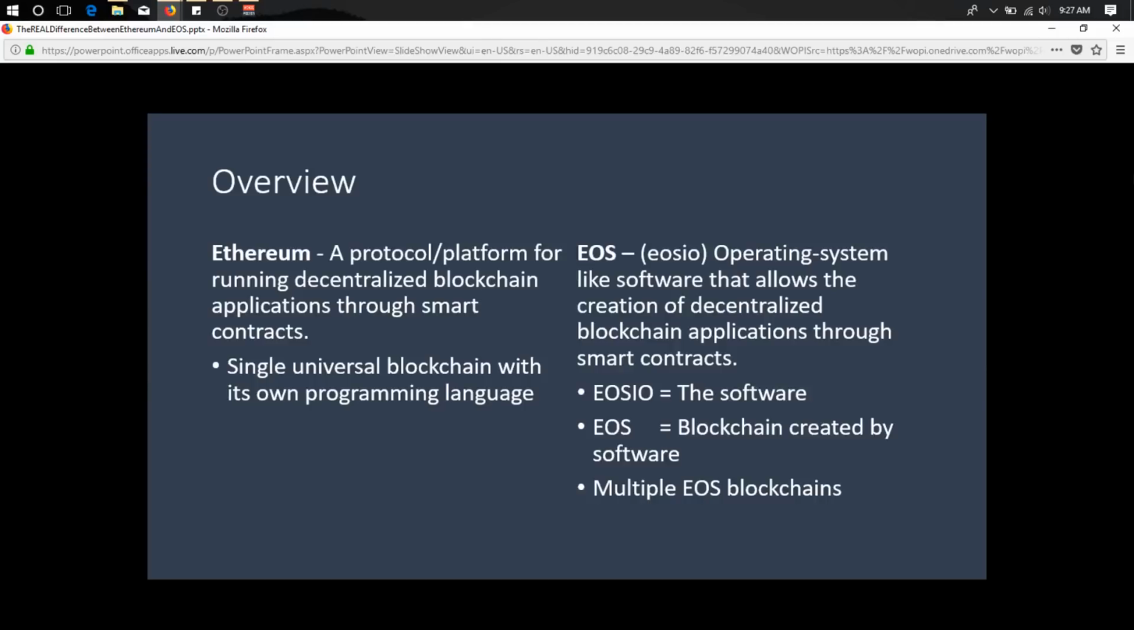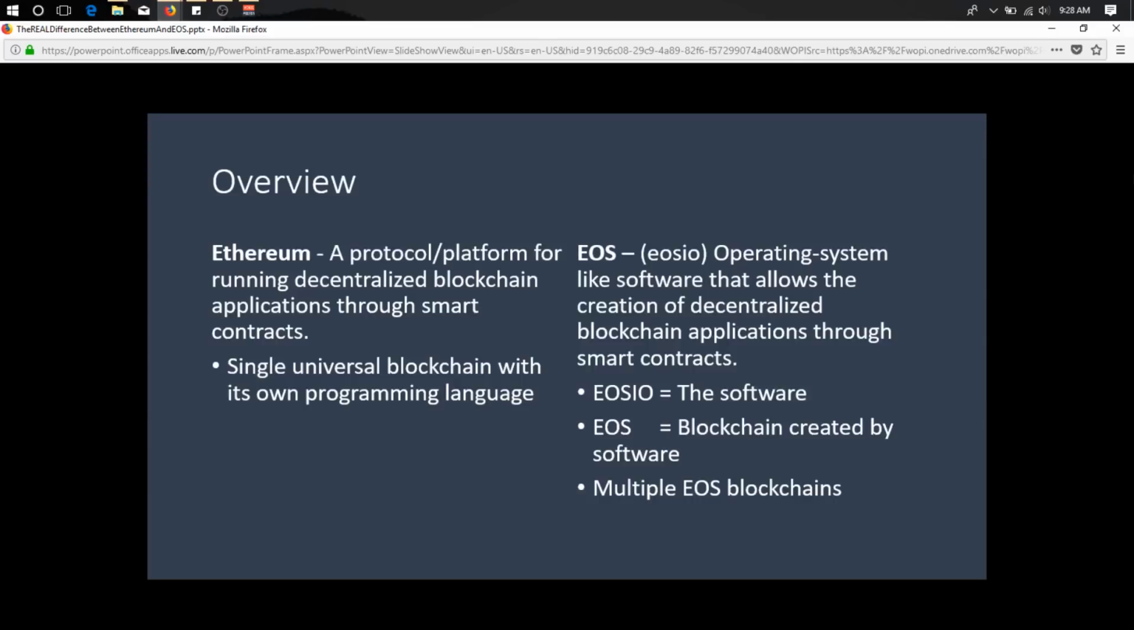EOS, or EOS.io, is an operating system-like software that allows for the creation of decentralized blockchain applications through smart contracts. It is important to know that EOS.io is the name of the software, while EOS is shorthand for the name of the blockchain created by the EOS.io software. Anyone can use the EOS.io software to create their own EOS blockchain. For consistency's sake, everyone refers to the community-launched EOS.io mainnet simply as EOS.